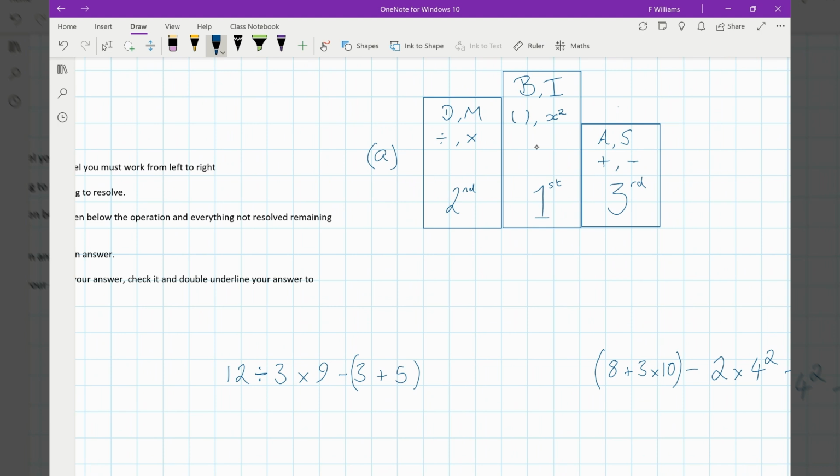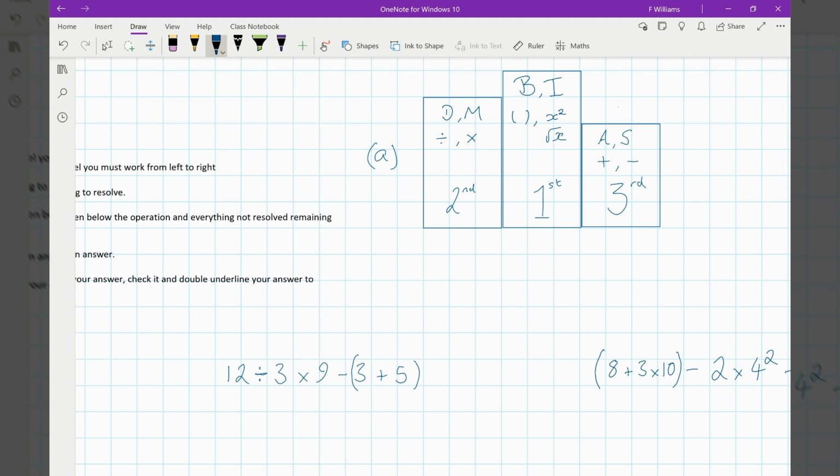So I've got a kind of podium here for the Olympics or something like that. B and I must be resolved first. So B stands for brackets and I stands for indices, so that's squaring or even square rooting and things like that. So brackets and indices, they're the first thing that we must resolve. Then the second place is division and multiplication, D and M. And then the last thing we must resolve is addition and subtraction.